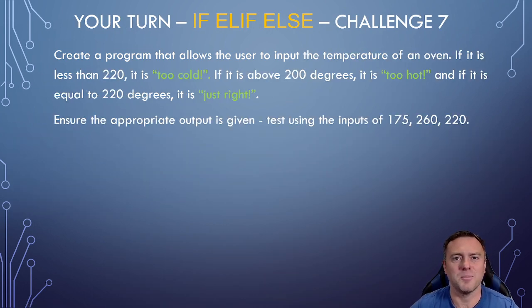The next one, create a program that allows the user to input the temperature of an oven. If it is less than 220, it is too cold. If it's above 200 degrees, sorry, this should say 220 as well, it's too hot. And if it is equal to 220, it's just right. So ensure the appropriate output. Again, there's a little error here. It should say 220 degrees there. So if it's above, so 220 is the middle point, and you need to leverage and change that around and see what happens. So pause the video and see how you go.